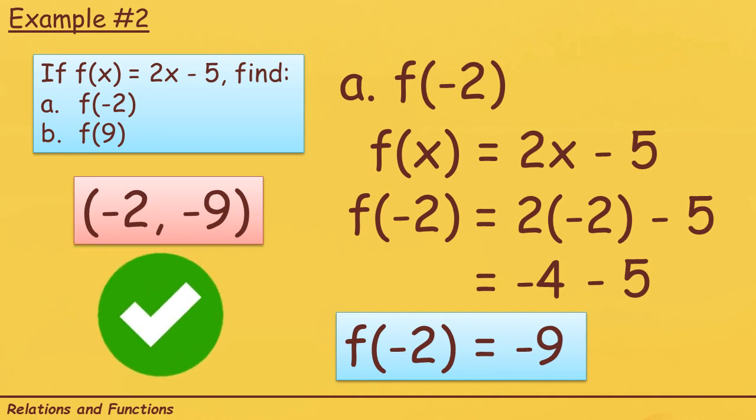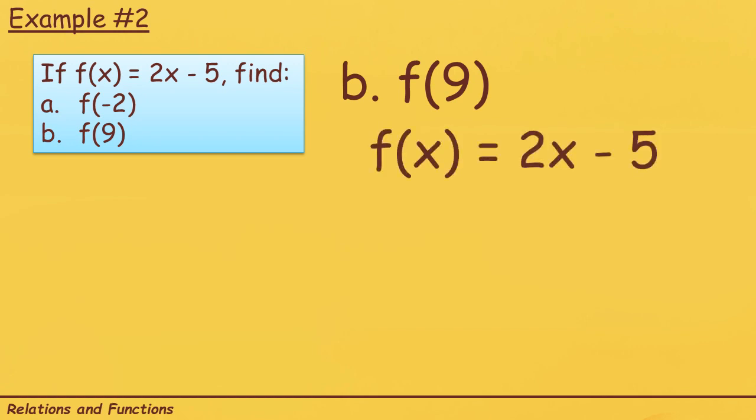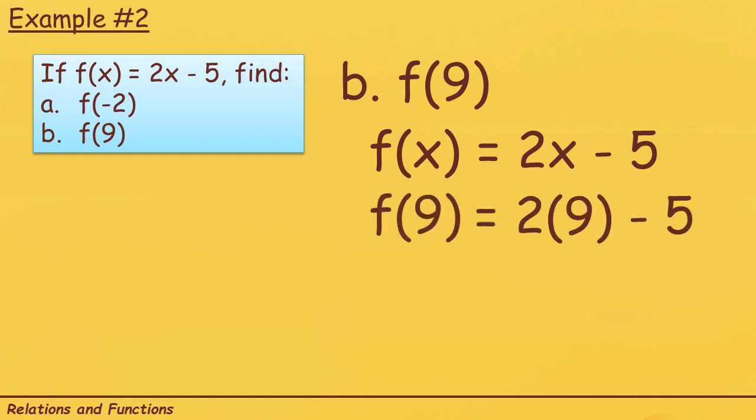Okay, so now, let us go with number 2. In number 2, ang hinahanap naman natin dito is f of 9. So, same pa rin yung function natin, pero ang x natin ngayon is 9. Write first our given. F of x is equal to 2x minus 5. Palitan lang natin yung x ng 9. F of 9 is equal to 2 times 9 minus 5. Let us just simplify it.